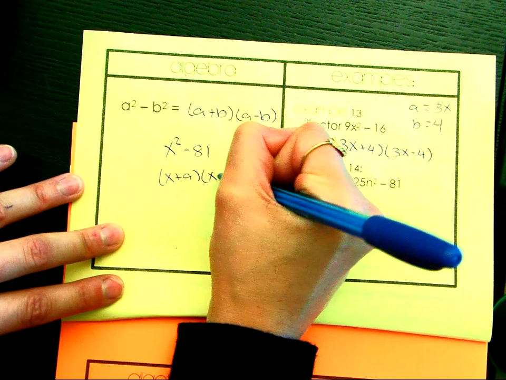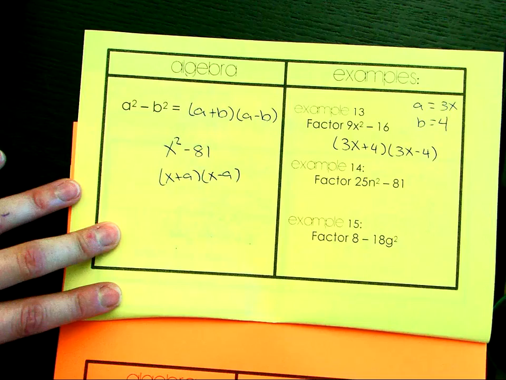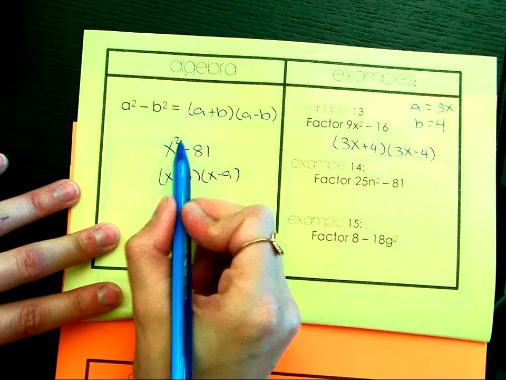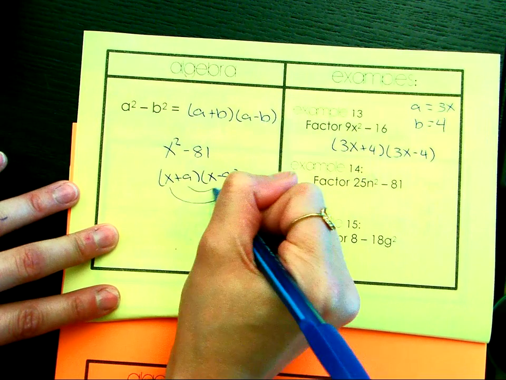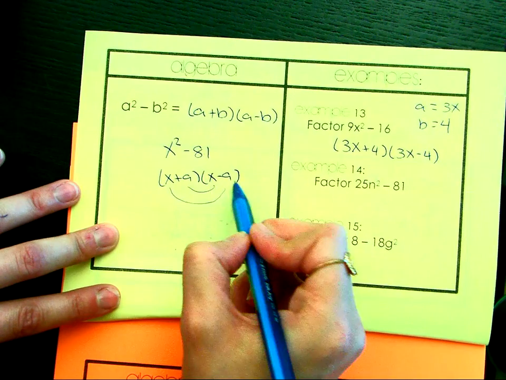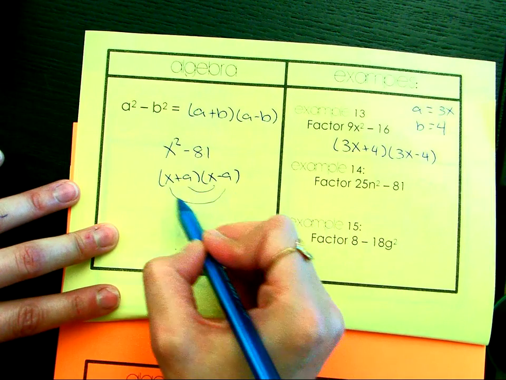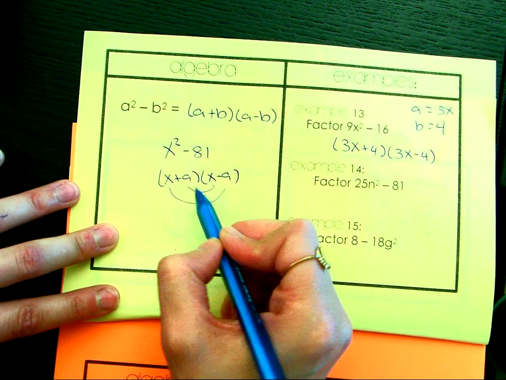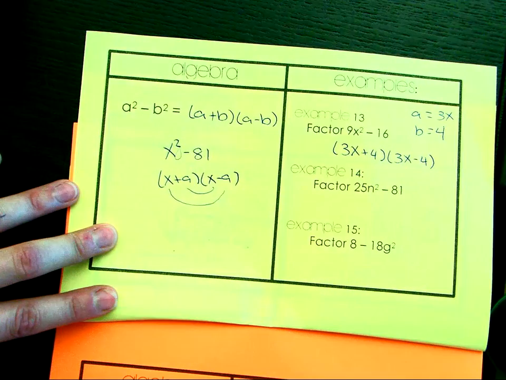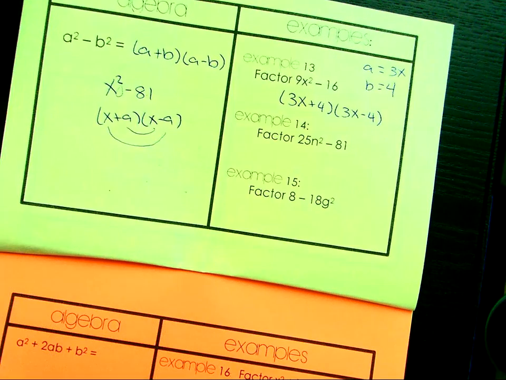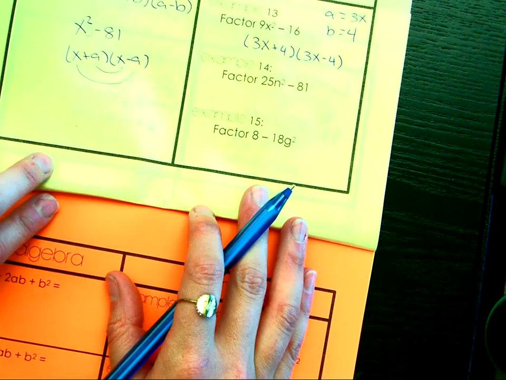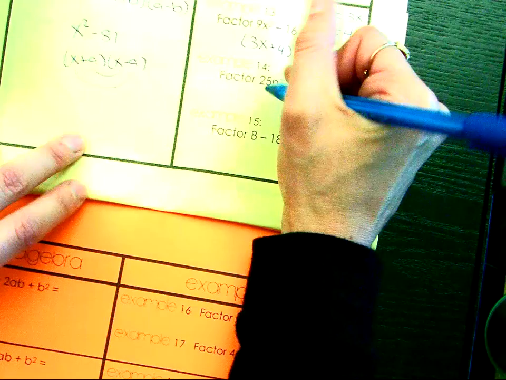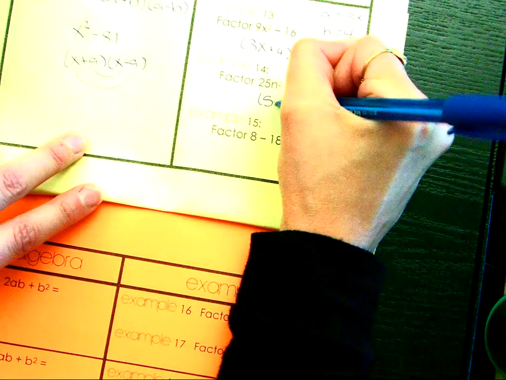And the reason that works, the reason that two terms factored like this work, is because when you multiply out, your outside and inside ends up canceling out. You get negative 9x plus 9x. They cancel out, which is why we don't have a middle term here. Okay, so the next one, 25n squared minus 81. You can pause it, try it on your own, check, make sure you're on the right track.